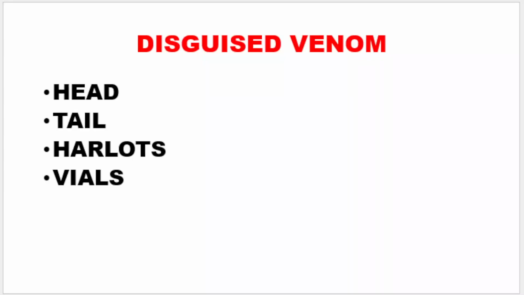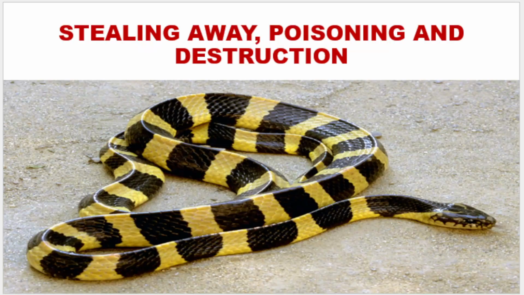Now, there are four places where snake venom can be hidden, and they can be deceptive because you don't know whether they contain this venom or this poisonous material. It's the head of the snake, the tail of the snake, the harlot's reproductive organs and drug vials. So let's consider the snakes. The snake has two body parts that harbor snake poison. That's the head and the tail.